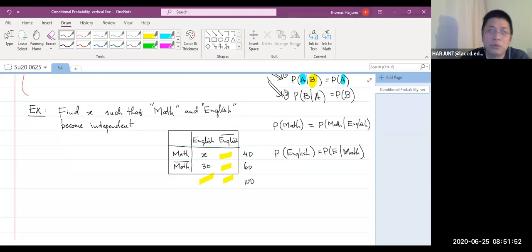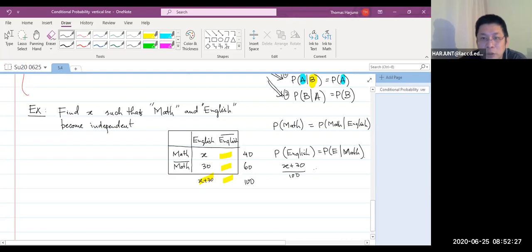X equals 2? No, it's not. Let's see, what is the probability of somebody taking English? Which one is easier actually? I don't know. Probability of taking English will be x plus 30. Taking English is x plus 30 out of 100.